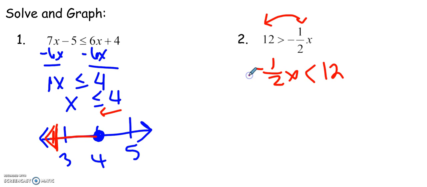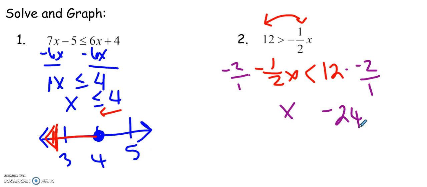To get rid of the negative 1/2 x, we're going to divide by negative 1/2, which is the same thing as multiplying by negative 2 over 1. So we're going to have x over here, and a negative 24 on the right, because 12 times negative 2 is negative 24. Our last rule was if we multiply or divide by a negative, we have to reverse our inequality symbol. So we're going to take it from a less than and reverse it to a greater than.